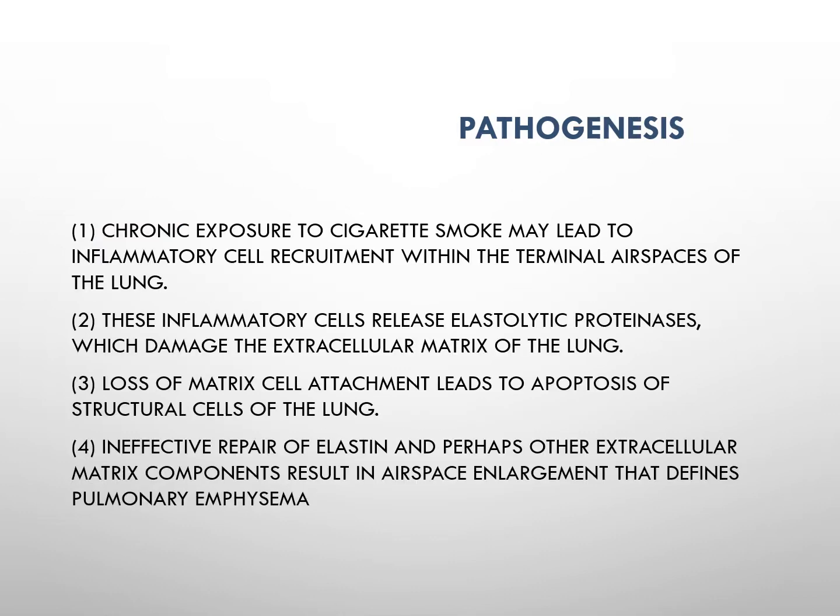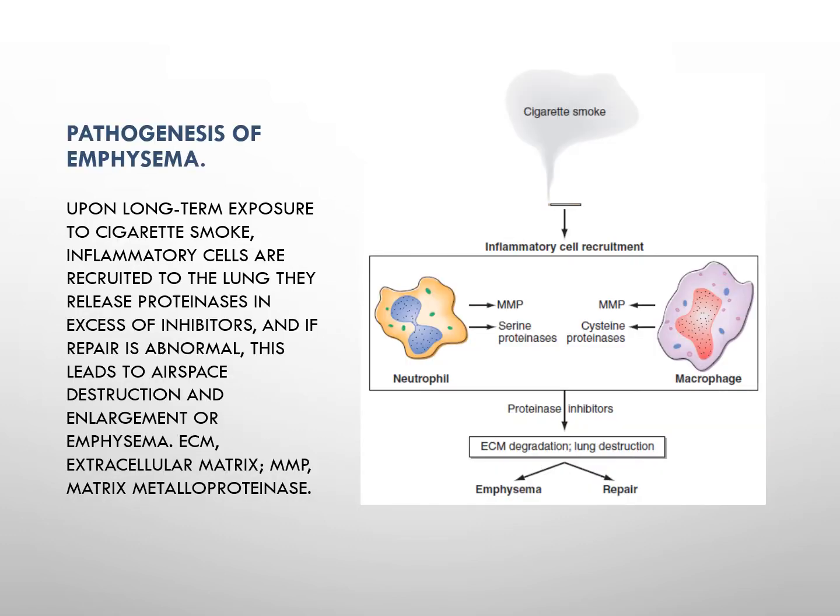Chronic exposure to cigarette smoke may lead to inflammatory cell recruitment within the terminal airspace of the lung. These inflammatory cells release elastolytic proteinases, which damage the extracellular matrix of the lungs. Loss of matrix cell attachments leads to apoptosis of structural cells of the lung. Ineffective repair of elastin and perhaps other extracellular matrix components results in airspace enlargement that defines pulmonary emphysema. Upon long-term exposure to cigarette smoke, inflammatory cells are recruited to the lung. They release proteinase in excess of inhibitors, and if repair is abnormal, this leads to airspace destruction and enlargement, or emphysema.